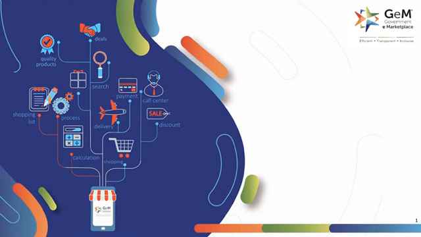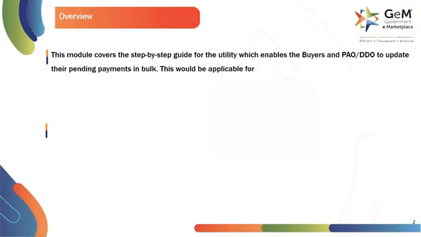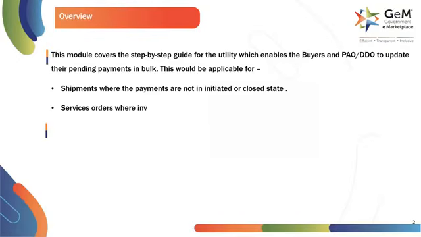In this module we will try to understand the bulk update feature in GeM. Let's look at the detailed overview of bulk update feature. This module covers the step-by-step guide for the utility which enables the buyers and PAO, DDO to update their pending payments in bulk. This would be applicable for shipments where the payments are not in initiated or closed state, services orders where invoice is already generated, and bill may or may not be drafted by buyer.